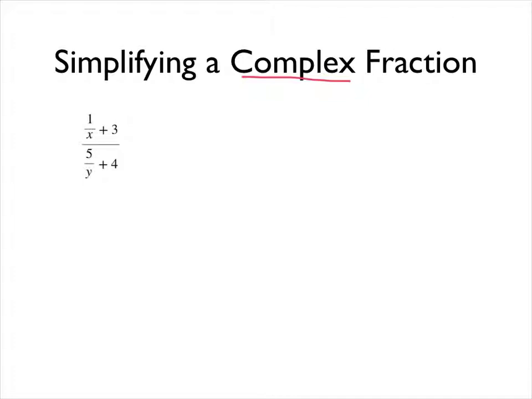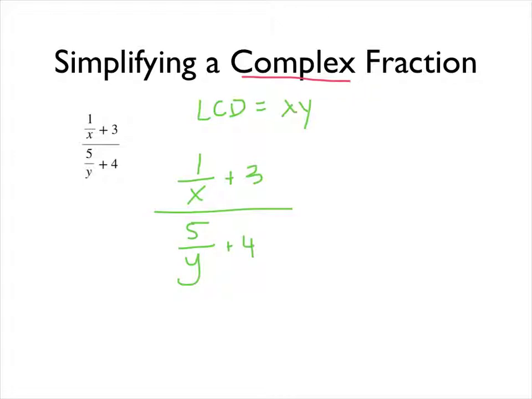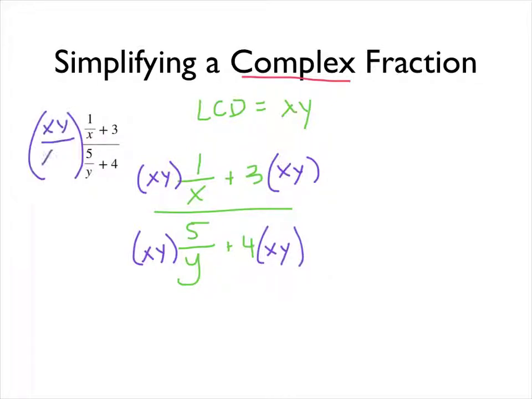So I want to switch colors. I've been using red and blue the whole time. Let's use green. LCD, x times y, or xy. So 1 over x plus 3, 5 over y plus 4. So we're going to multiply. Let me switch to another color again. How about purple? There we go. That's a better color. All right, so we're going to do this times xy, and this times xy, and this times xy, and this times xy. And what we're really doing is taking that whole fraction and multiplying by xy over xy, and it's just being distributed. You see it? So we're not changing the expression at all.